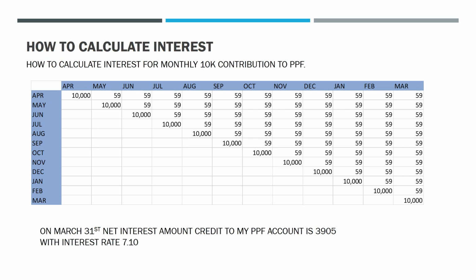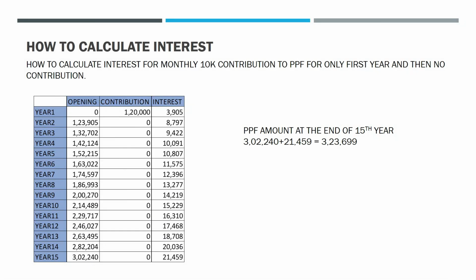Well, the person paid for the first year and he discontinued from the second year onwards. Then 1,20,000 rupees is the principal amount he paid. 3,905 is the interest amount generated in the first year. That becomes the capital for the next financial year, and so on. Then at the end of the 15th year, at the time of maturity, he is going to receive 3,23,699 rupees. Well, this is what it appears to be, right?